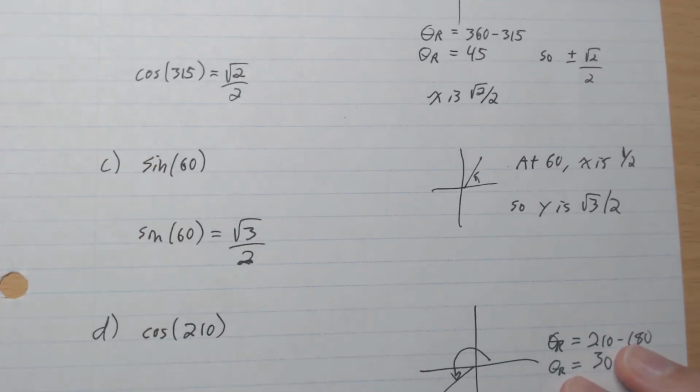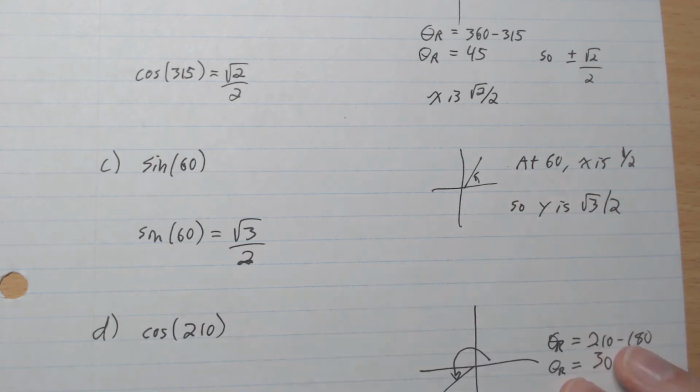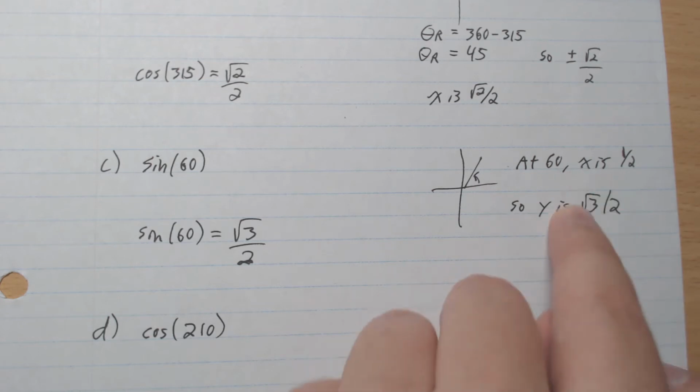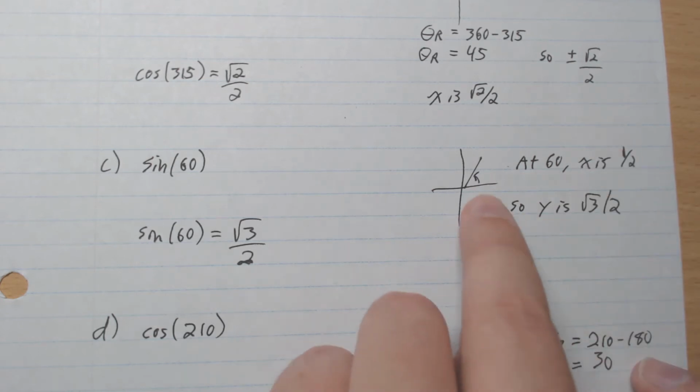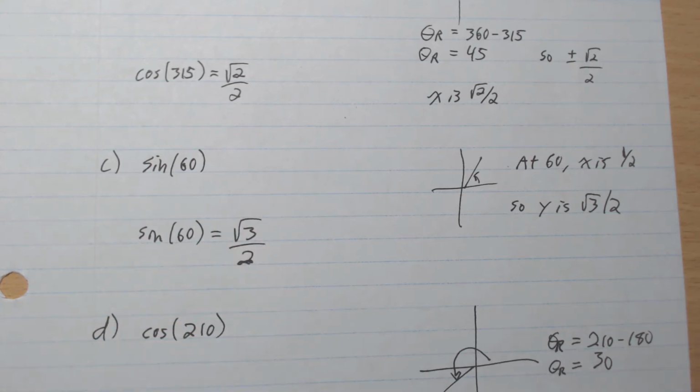Okay, C, sine of 60, so we draw a line here. At 60, x is a half, but we're looking for the y value, and so the value that goes with a half is root 3 over 2, and so that's our y value, root 3 over 2, so sine of 60 is root 3 over 2.